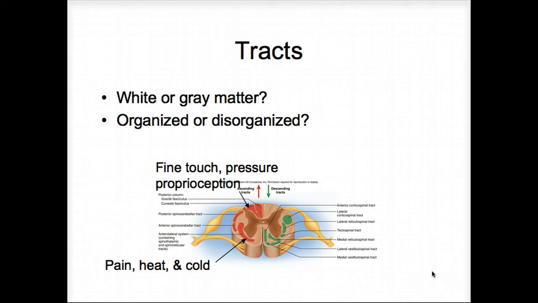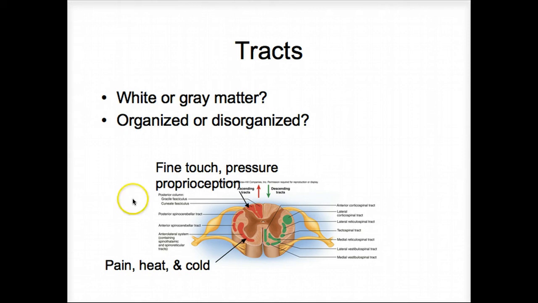And then we want to think about, are they organized or disorganized? So when we look at this diagram, you can see that there's almost little splotches or collections of pathways here, okay? And what I've shown you here on the left side with the sensory or ascending tracts is that neurons that carry pain, heat, and cold information tend to travel together, while the axons of neurons in tracts that carry information about fine touch, pressure, and proprioception tend to travel back here.